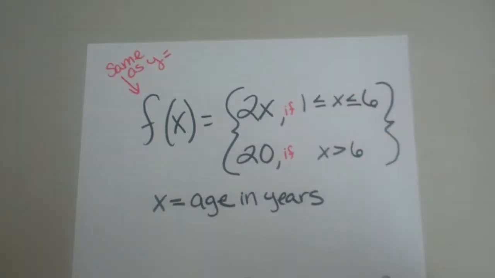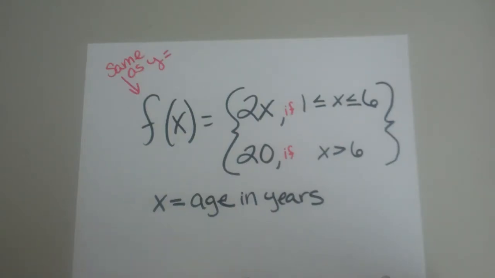All right, our function f of x is going to be equal to two different pieces. The top part is 2x. That's only if x is between 1 and 6. Notice at the bottom, x is our age in years. So if you're between 1 and 6, you're going to use the function 2 times x, which is your age. If you're greater than 6, so if you're older than 6, then you're just going to use 20.